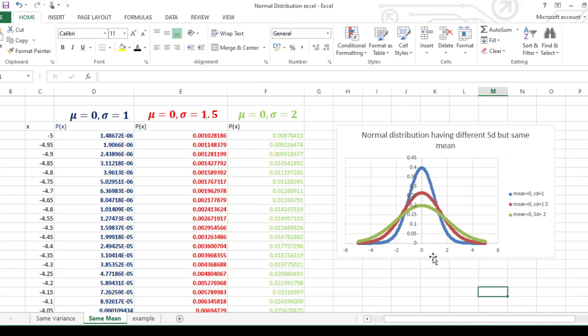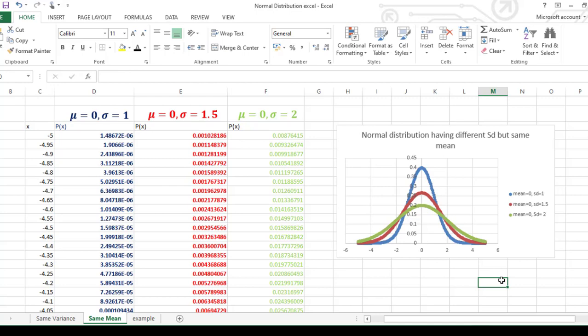Okay, so now from the graph you can see that as we increase our value of standard deviation, the peak of the graph would reduce and the base of the graph would increase. You can see that the spread of the green curve is greater than the red curve, whose spread is greater than the blue curve. And the horizontal position of the graph remains the same, that is, the graph doesn't move forward or backward. So the graph remains in its original position.